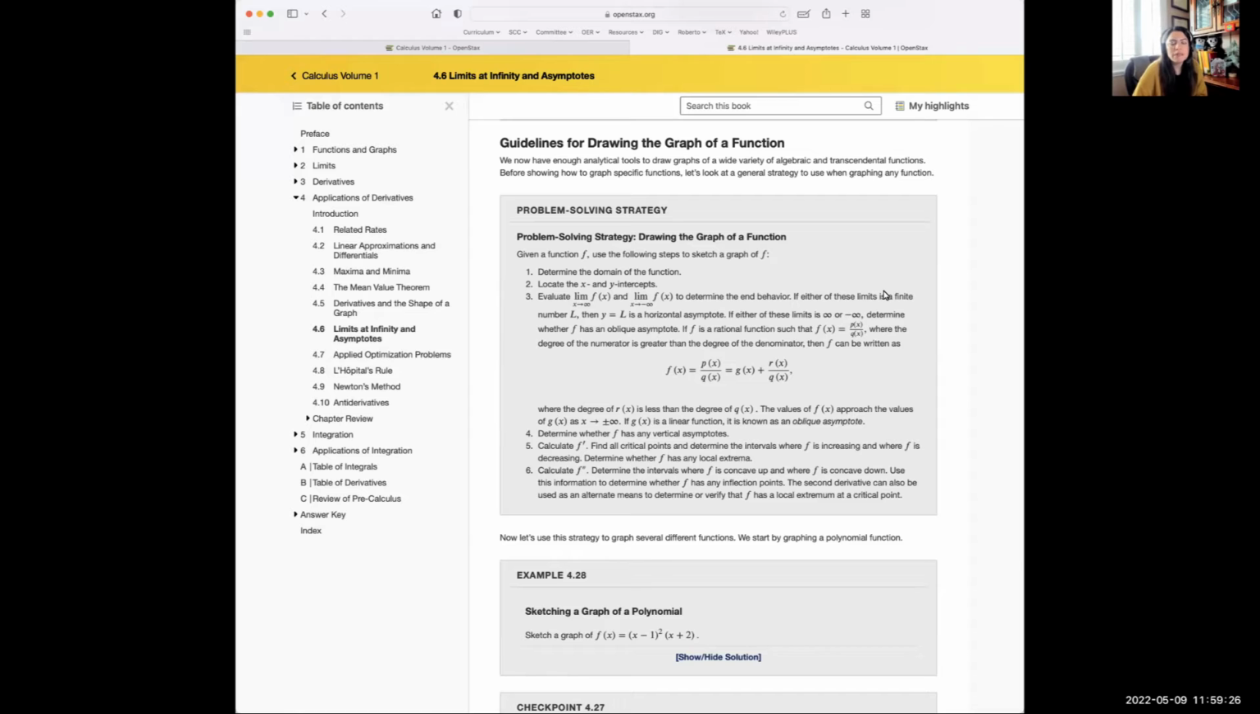Hi, so in this video, we're going to review guidelines for drawing a graph of a function. This is on page 425 of your textbook, or otherwise in section 4.6 at the end of limits at infinity and asymptotes. We can see there are 6 steps here to determine everything we learned in algebra and then everything so far in calculus.